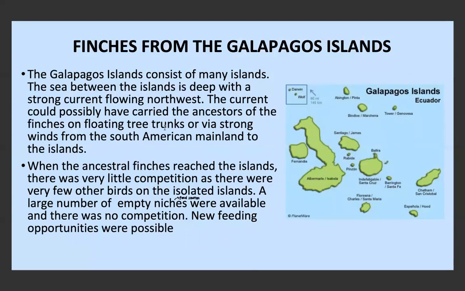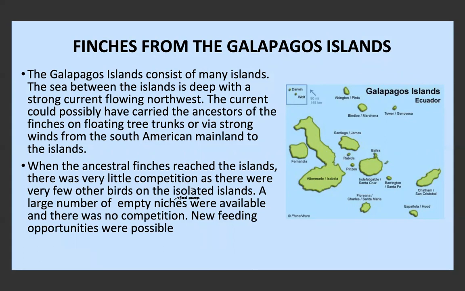So the current carried some of the mainland finches on tree trunks or strong winds from the mainland to these new islands. When they reached the islands, there was virtually no competition on the islands because there were no other finches. There were possibly few other birds, few other seed eaters or insect eaters, etc. Because these islands were very isolated, there were a lot of empty niches as in food sources available, and there was virtually no competition.